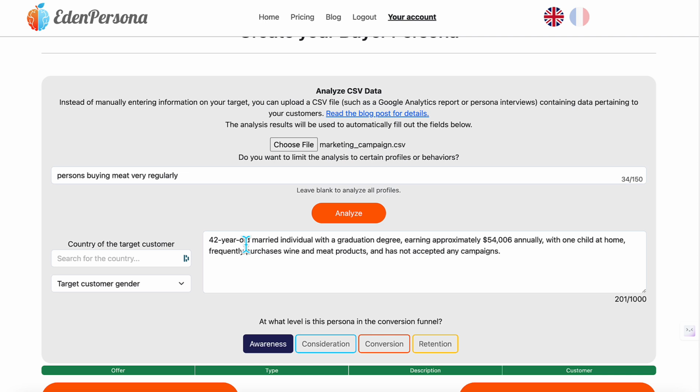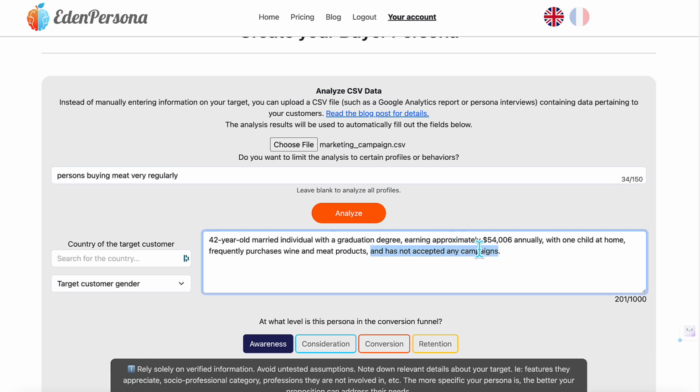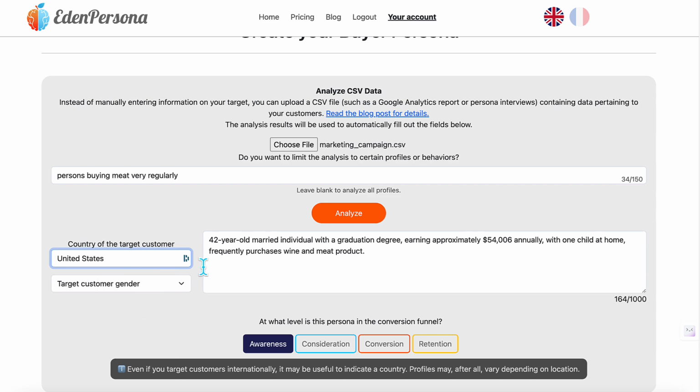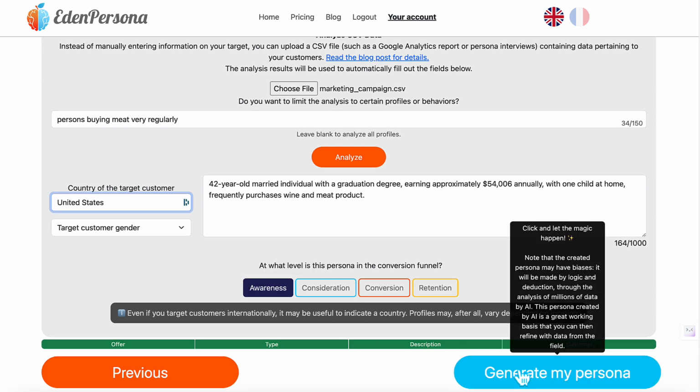So here I know the average age, that they are married, have a degree, earn approximately $54,600 annually with one child at home, and regularly buy wine and meat and have not accepted any campaign. In relation to the study that was conducted, I would not need that since I'm looking for people with sensitivity, so people who are not there yet. Visitors to our store, not necessarily those who have accepted our offers. Obviously, we are in the United States. Here we will be able to launch and generate my persona.